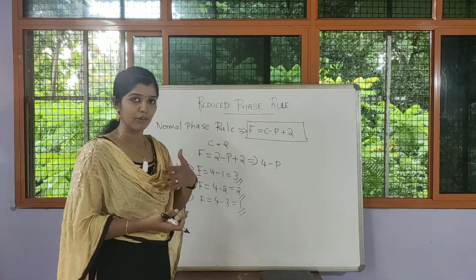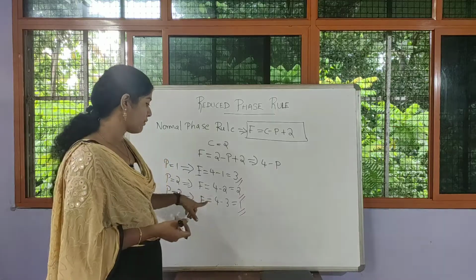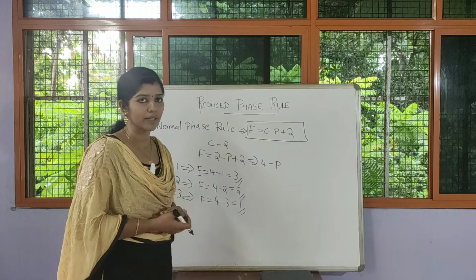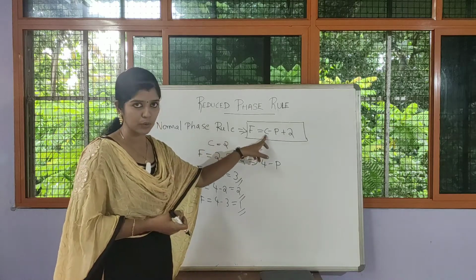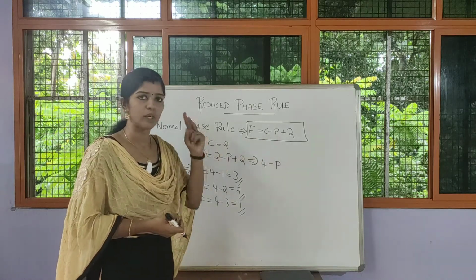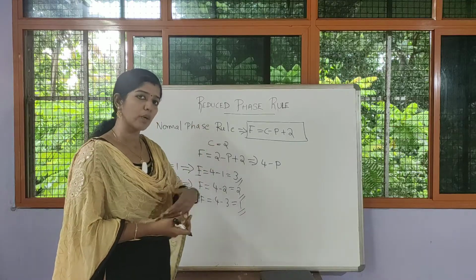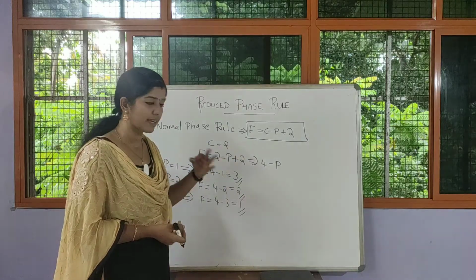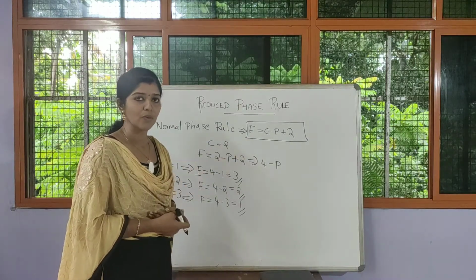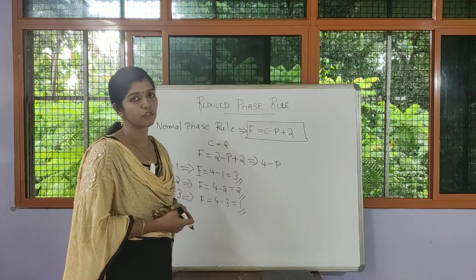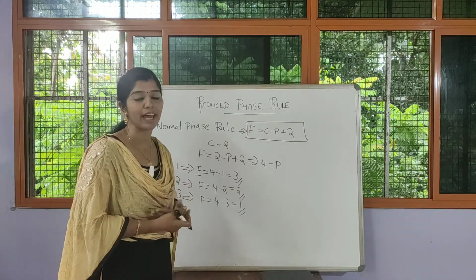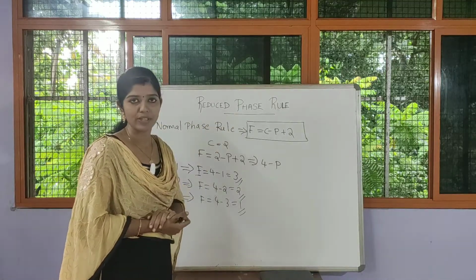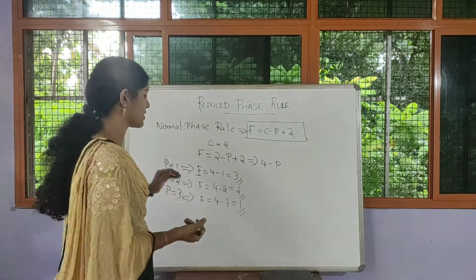So for our convenience, we are going to modify our phase rule equation. For a two component system, we know that the number of components is 2. The value of p can be 1, 2 or 3. So when p is equal to 1, you will get the number of variables f as 3, which is not possible because we can't represent it on a paper. So we are going to modify our phase rule equation, and then we will get the reduced phase rule equation. So what is our reduced phase rule equation?